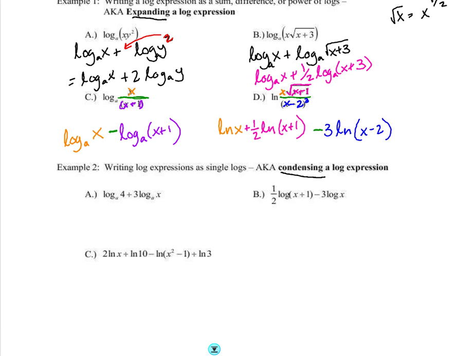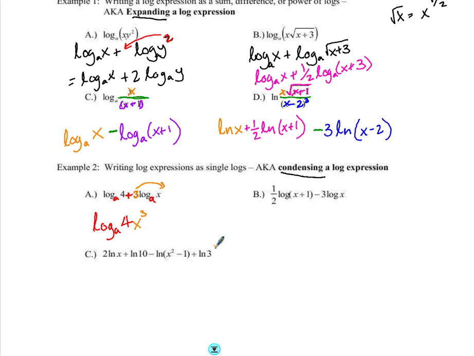Condensing is very similar, but we're just going to work backwards here. So here I can see that I have a sum of two logs that both have the exact same base, and that's important because if the bases aren't the same, I can't combine them. So my answer here, condensed, would be log base a of 4. However, you saw here that there is a 3 in front of this log, so that 3 can be brought up as an exponent of what I'm taking the log of. So this would really be x to the third.